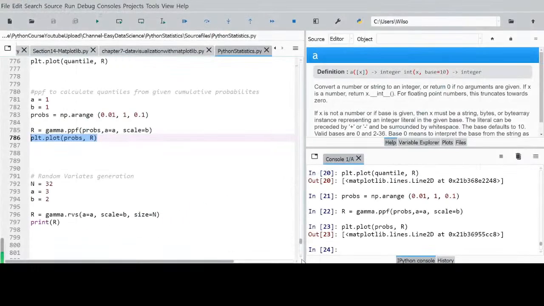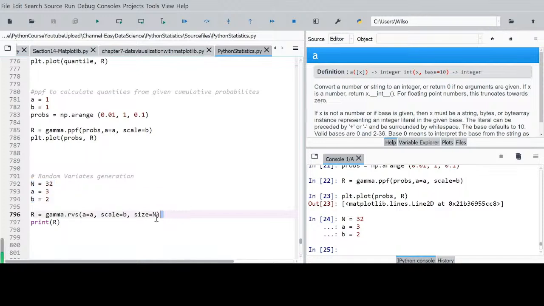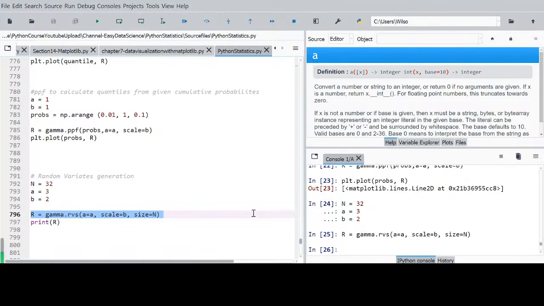And the last function is called gamma.rvs, which is used to generate random variables. So we set n equals 32, a equals 3, b equals 2 here. So we can generate gamma random variables from this gamma distribution with shape equals a and scale equals b, and we want to generate 32 such random numbers from the gamma distribution. We show these numbers.